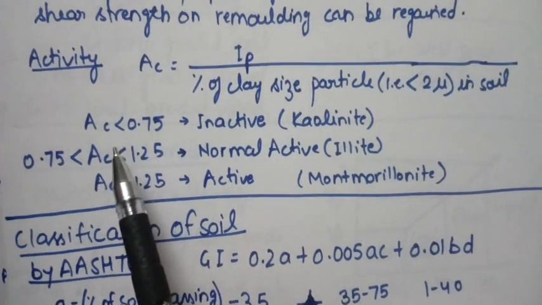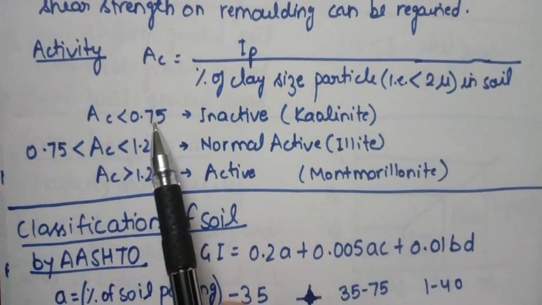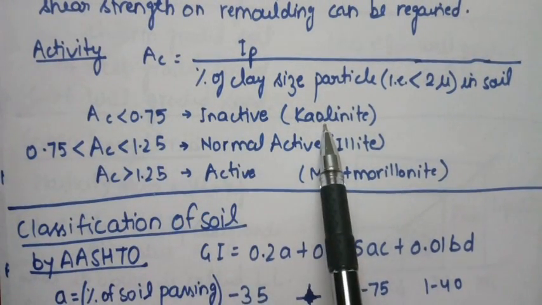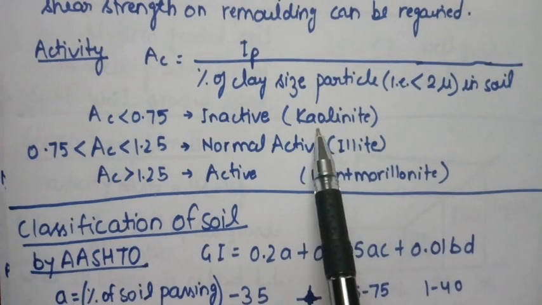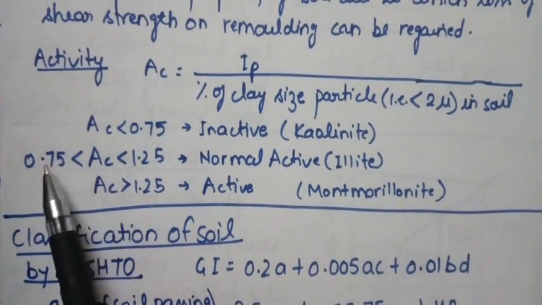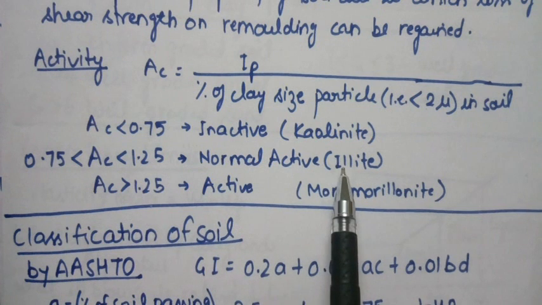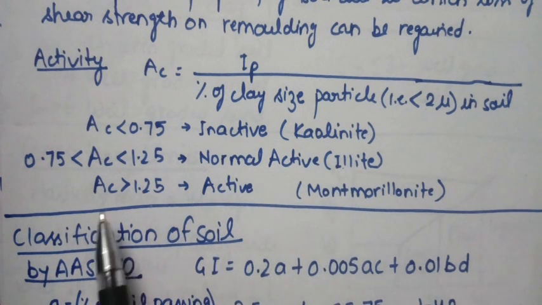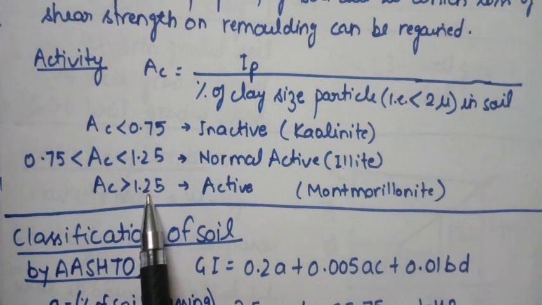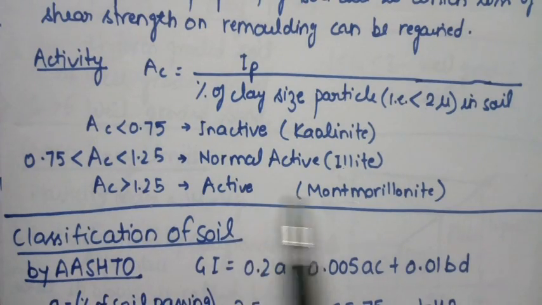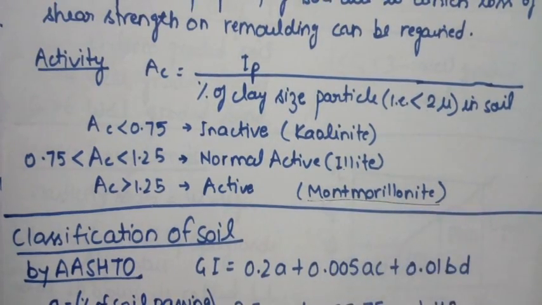Now the activity limits: less than 0.75 is inactive soil. We can regard kaolinite as inactive soil. AC 0.75 to 1.25 is normal active. We can regard illite as normal active soil. AC greater than 1.25 is called active soil, which is montmorillonite.